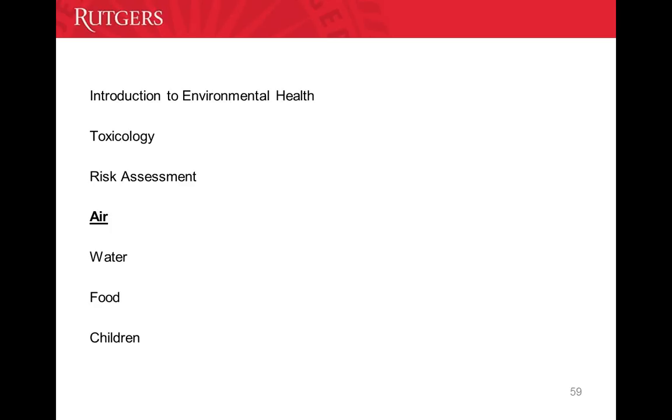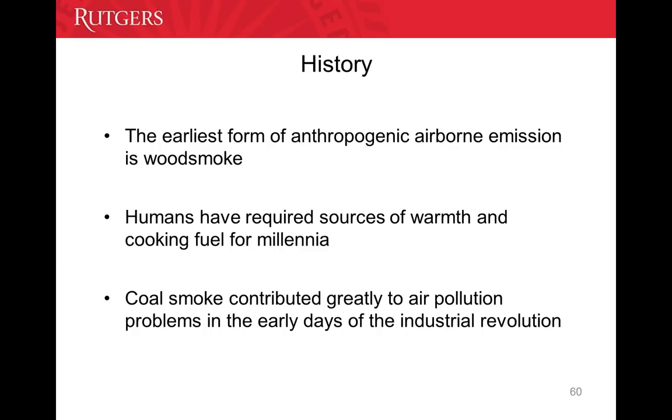So let's look now at three important matrices for environmental health. The first one will be air. And it's interesting, the earliest form of anthropogenic airborne emissions is wood smoke. From the beginning of time, humans have required some warmth.